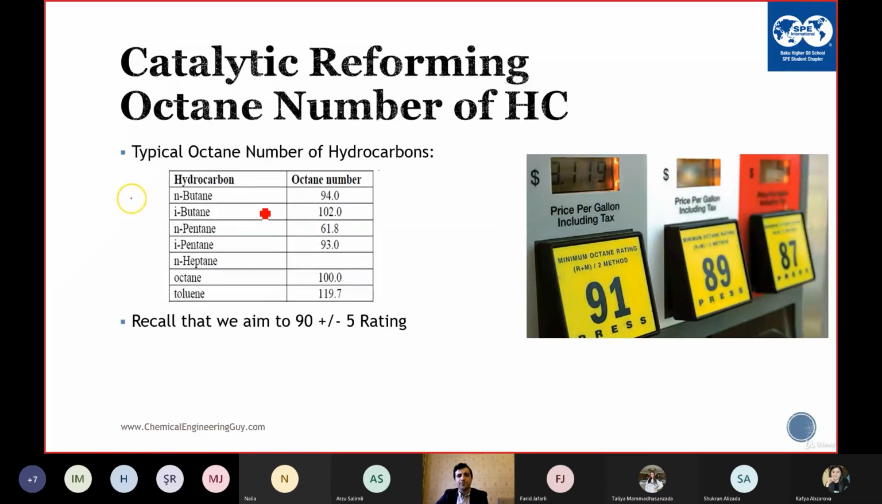Here you can see the octane number of different molecules, such as n-butane, 94, and n-pentane. This is really low. That's why you want to avoid n-pentane in your product, but isopentane has a higher octane number. And also you can see that the branched or iso-alkane hydrocarbons have a higher octane number compared to the normal, straight chains.